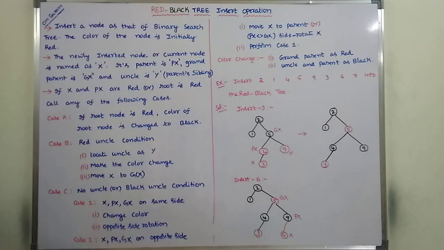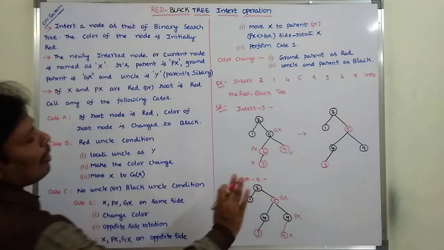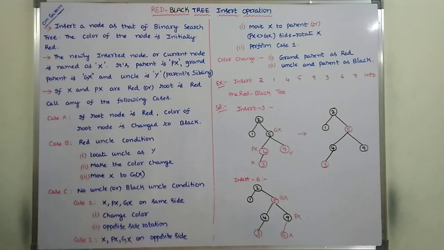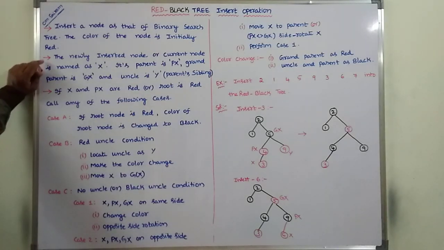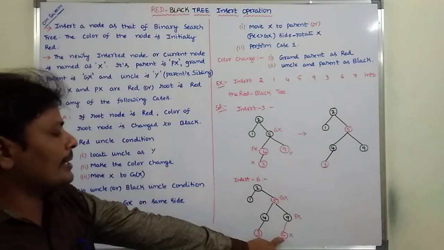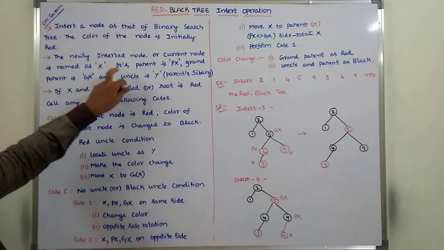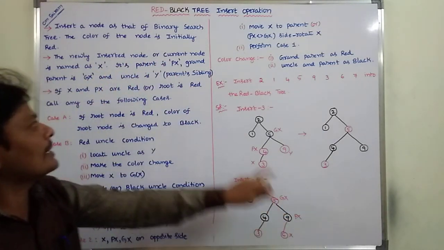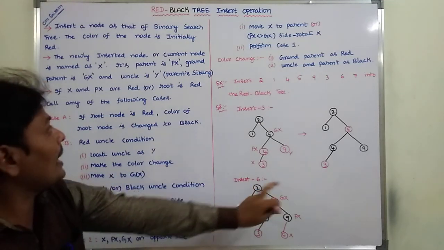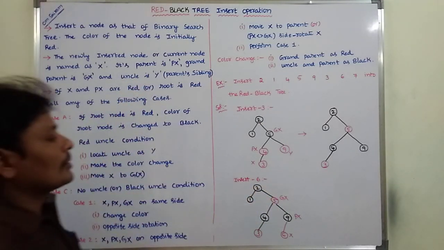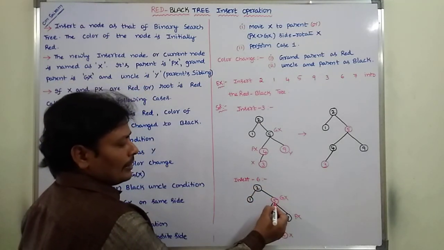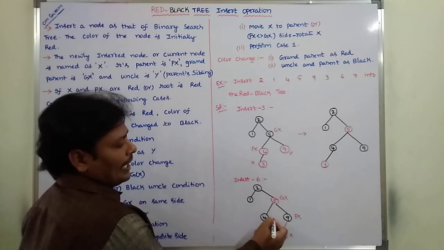Okay. Now, is this a red black tree or not? Now consider this step. The newly inserted node is 6. It is denoted by X. Its parent is Px. Grandparent is Gx. And its uncle, that is the parent's sibling.